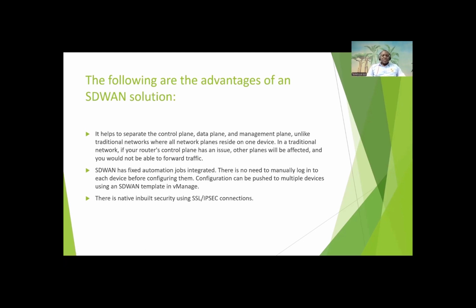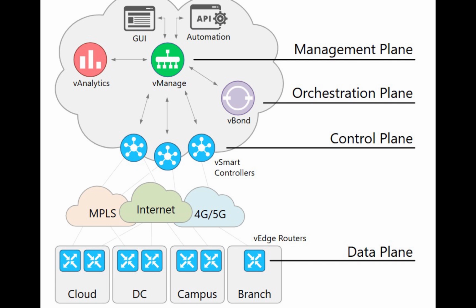One good thing about SD-WAN is that it has a separate control plane, data plane and management plane, unlike traditional networks where everything resides on one device. So in a traditional network, every one of the planes, control plane and data plane, resides on one device. But when it comes to SD-WAN, it is quite different. In SD-WAN, you have the data plane, control plane, and management plane completely separated. They are independent of each other.